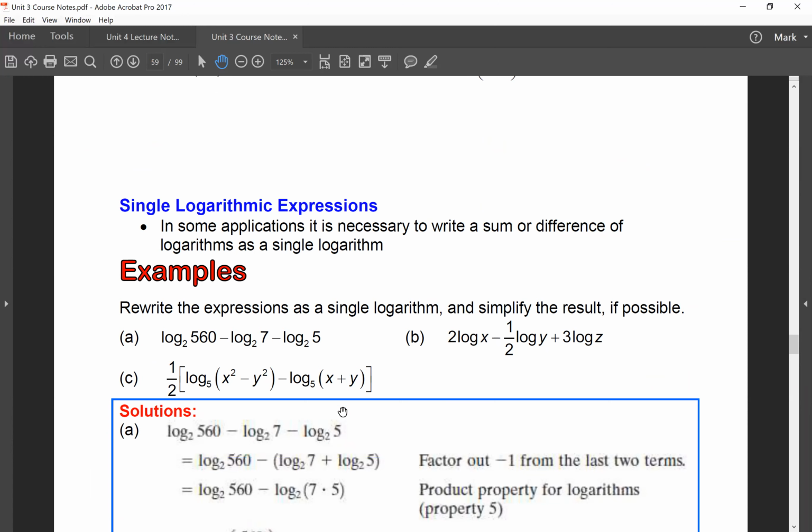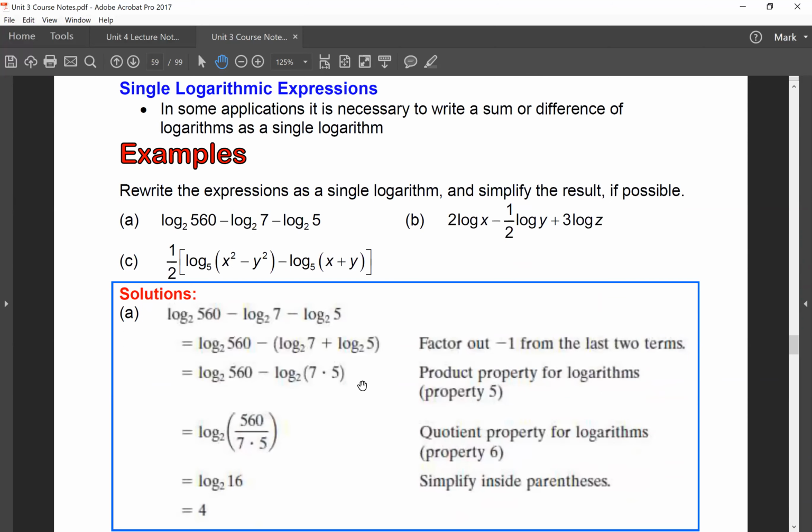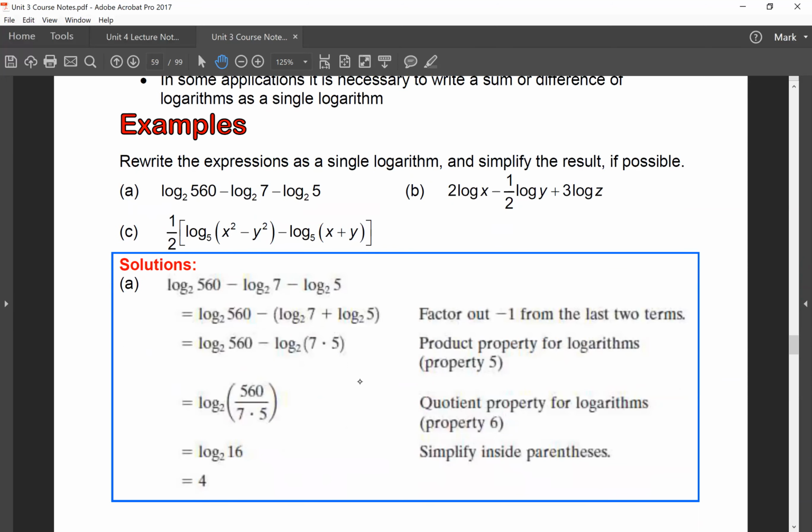Yes. In some applications, aka in most applications, it might be necessary to simplify the logarithms as a single. So what we're going to do is go backwards from where we were before. Instead of expanding them and saying multiplied, we turn it into addition, division, we turn it into subtraction, we're going to go backwards. For example, if you look at question A, we have all subtraction signs here.